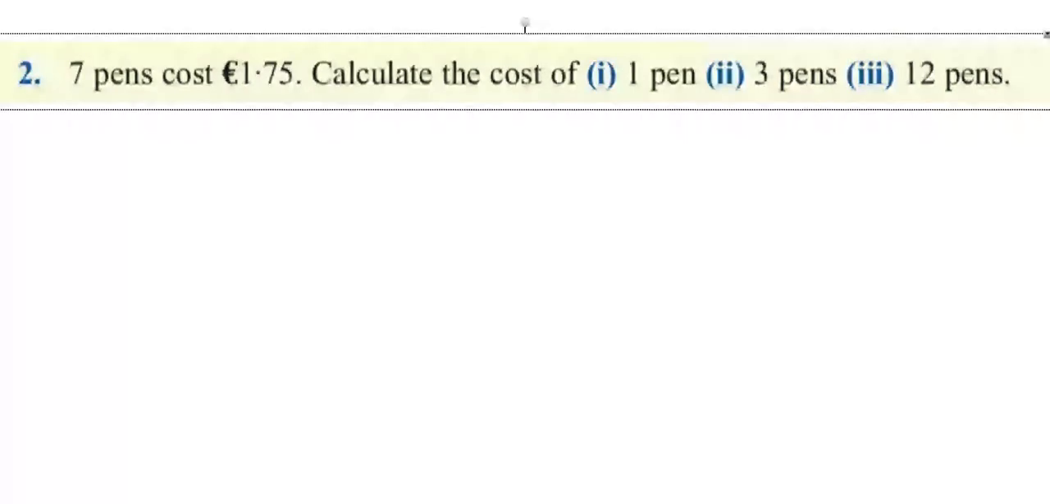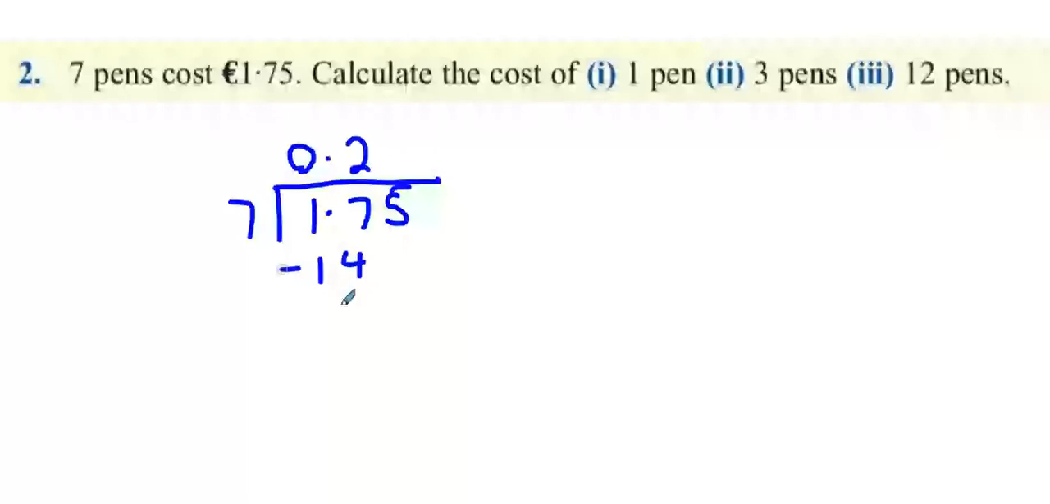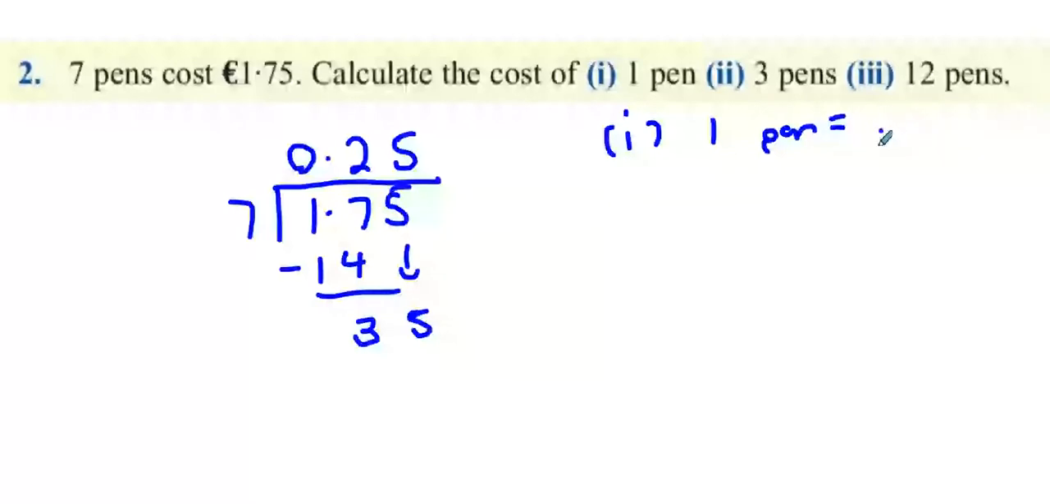In this question, we had to find out where 7 pens cost €1.75. Find the cost of 1 pen. Well, we're going to divide €1.75 by 7. 7 into 1 goes 0 times. 7 into 17 goes twice, which is 14. Take away from 17, you get 3. Drop down the 5. 7 into 35 goes 5 times. So you find out that 1 pen is 25 cents.